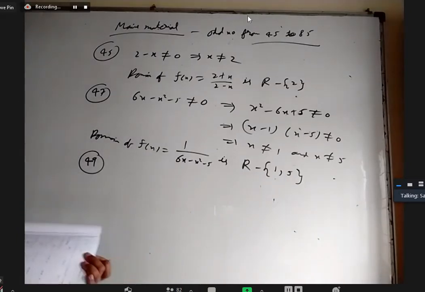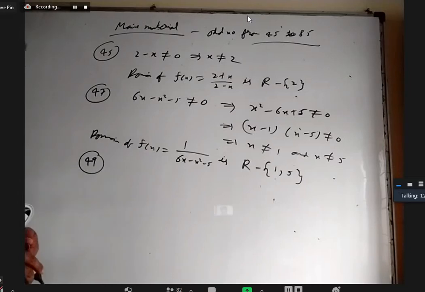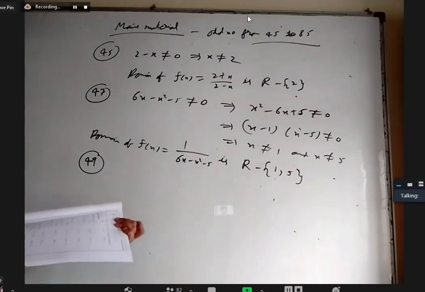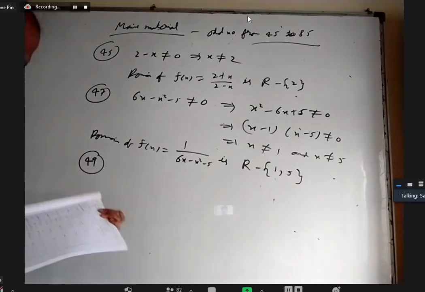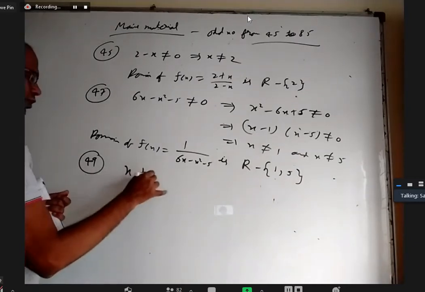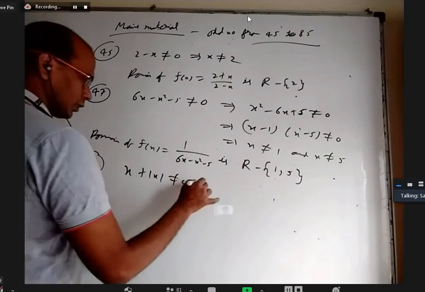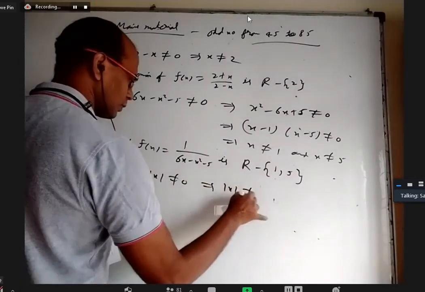Yeah, 49. Anybody want to tell what is the answer? Sir, option A. 49, only positive values and not even 0 included. Yes. Because x plus mod x should not be 0, which implies mod x should not be minus x.